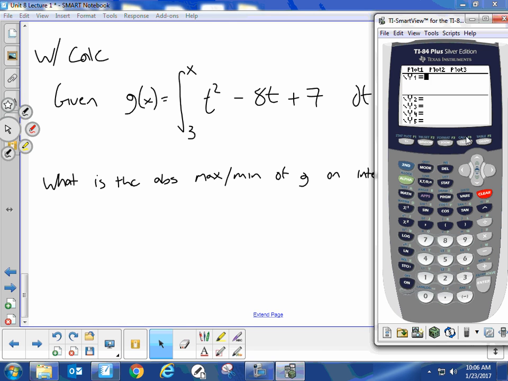So we can go Math 9 to type in an integral, and we need to go from 3 to x. But I can't use x's. I have to use t's or a's or b's or something else. I'm going to use a instead. So alpha a squared minus 8a plus 7. And then I just have to make sure I go dA. Okay? And you're like, oh, I can find the absolute max and min. I'll just graph it and look at a table, or I'll just look at my graph. Well, watch what happens.